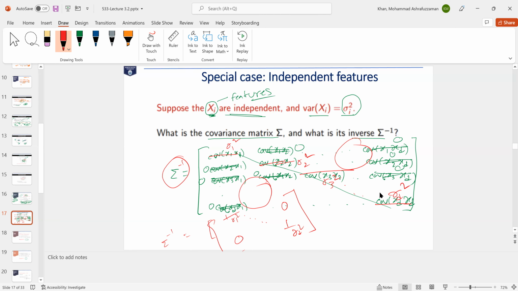For the diagonal entries, the variance values are not 0, but all the covariance values are 0, and the special case here is that i is not equal to j. That's all.